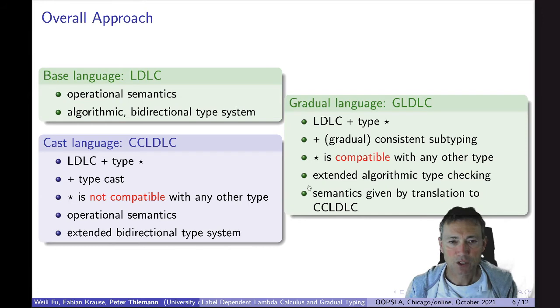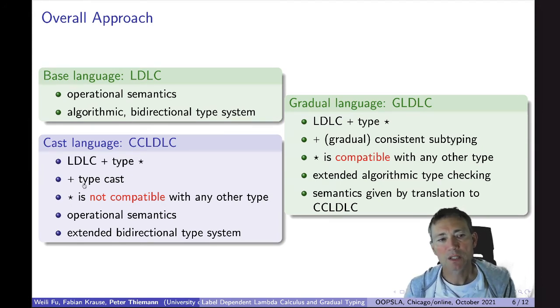So the cast language, which is the translation target from translating GLDLC, is essentially LDLC plus casts. It also has the dynamic type, but it has a typecast. In this language, the dynamic type is not compatible with any other type. So if you want to get into or out of the dynamic type, you need to use the cast. On the positive side, it has an operational semantics, and its typing system is also given by an extension of the LDLC system.